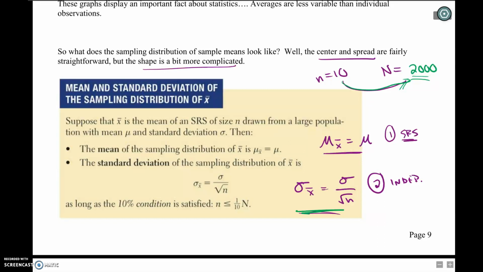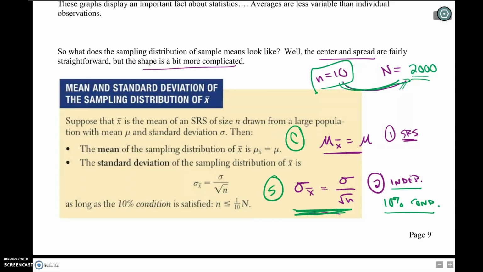So this formula can be used as long as we satisfy the 10% condition. Okay? So what do you need to know? Hopefully you understand why all these things were. But what you need to know is this is the formula for the spread, and it's dependent upon independence, aka it's dependent upon the 10% condition being satisfied, that my sample size is less than 10% of the population size. Then I have pseudo-independence. Okay? So this is the center, and this is the spread.